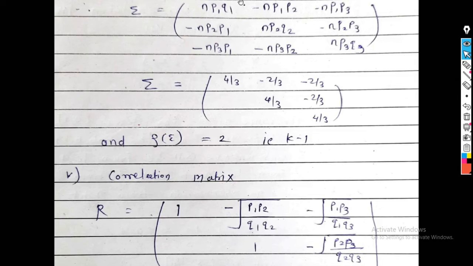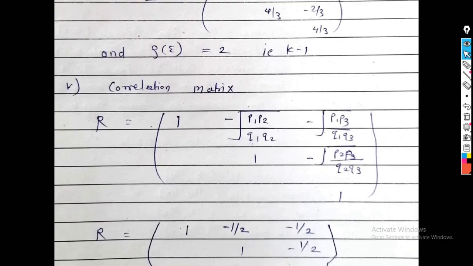We can denote it by sigma 1 square is n p1 q1, this is minus n p1 p2, and so on. So after solving n p1 q1, we get 4 by 3, this is minus 2 by 3, and this is minus 2 by 3. This is a symmetric matrix, because minus 2 by 3, the covariance between x1 and x2, and the covariance between x2 and x1 are both the same. So here it is also minus 2 by 3. And the rank, that is the number of independent rows. This is a 3 by 3 matrix, so the number of independent rows is only k minus 1. So 3 minus 1 is 2. So the rank of this matrix is 2.